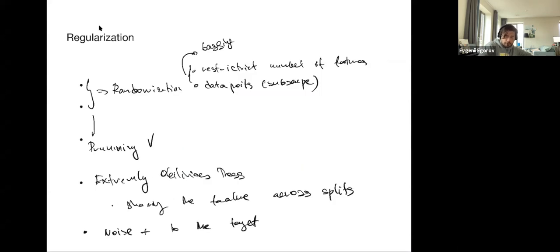Okay, so that's everything I would like to tell you about boosting. If you have any questions, please ask. Or maybe you would like to share something with your colleagues, like your experience with boosting or something.